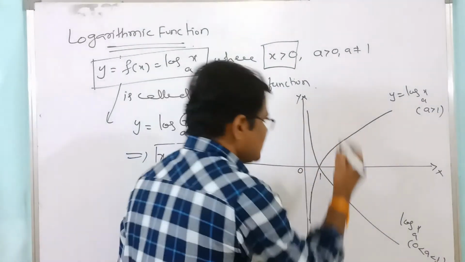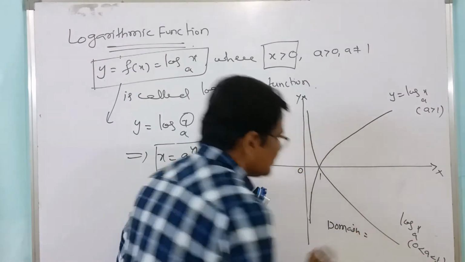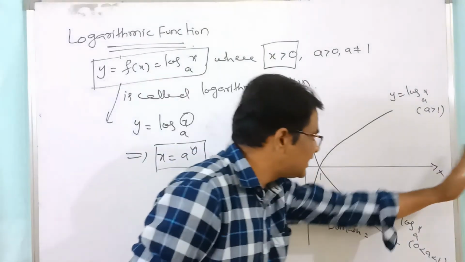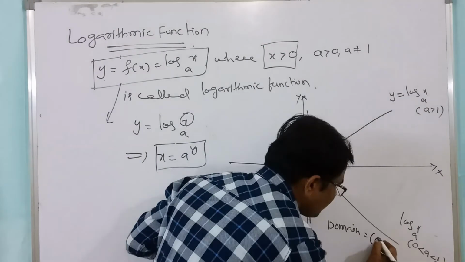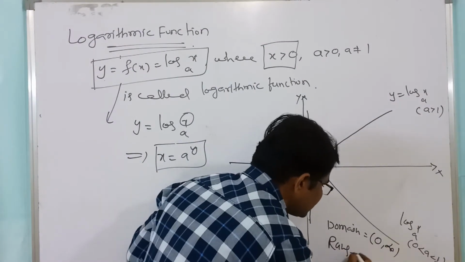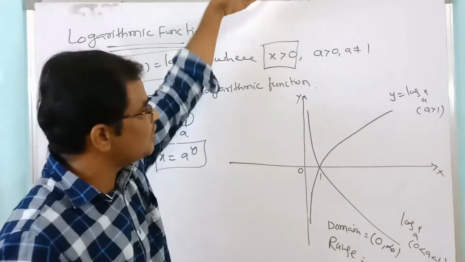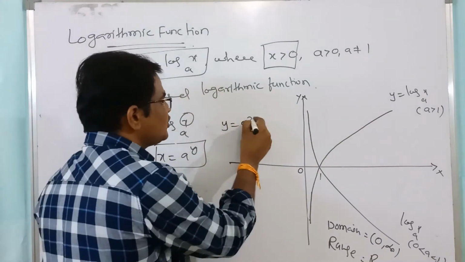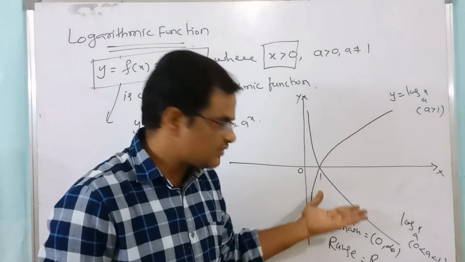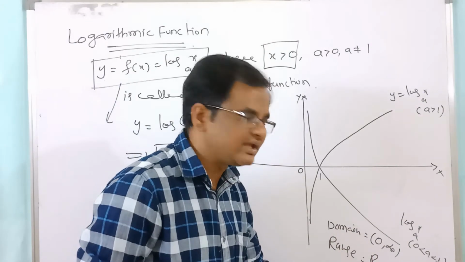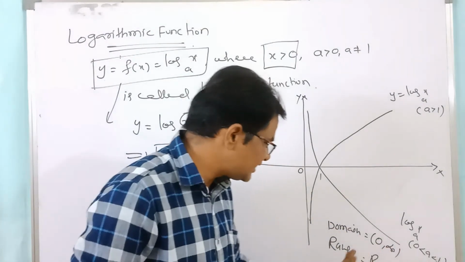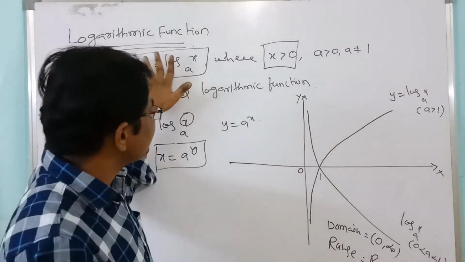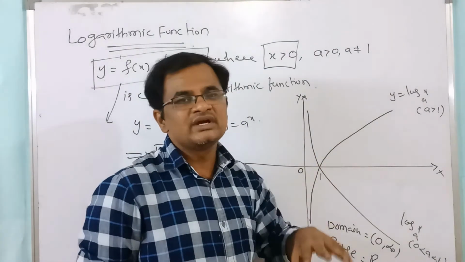Now here also, what is the domain and range? Domain means existence of x values. For negative x values there is no graph. So the domain is the open interval 0 to infinity. What about the range? Range is minus infinity to plus infinity, means real numbers. In the exponential function y equal to a power x, the domain is real numbers and the range is 0 to infinity. And for the logarithmic function, the domain is 0 to infinity and the range is real numbers. Means reverse, means inverse of that function. That's why this function and the exponential function are inverse to each other.